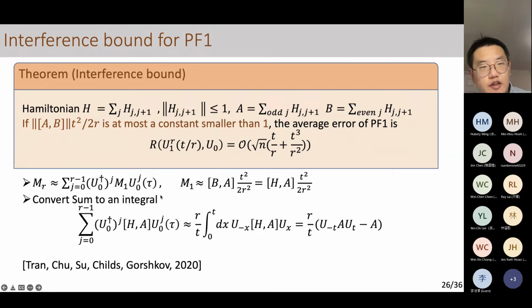In each segment, this error is the commutator of B and A. But in this case, H equals A plus B, so this can also be transformed to the commutator of H, A, and B. Then we can convert this sum to an integral. In this integral, we can also relate it to the sum to unitary. And then here we have a T scaling reduction. That is the detail for this proof.